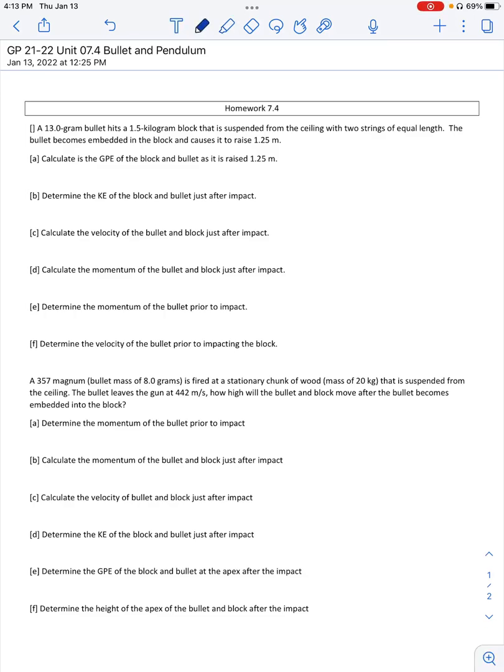All right, section 4, walkthrough for us. Here we go. So what we start off with here is we've got a 13-gram bullet. Well, that's not going to work in grams, so we got to move that over 3. So the mass here is going to be 0.013 kilograms.